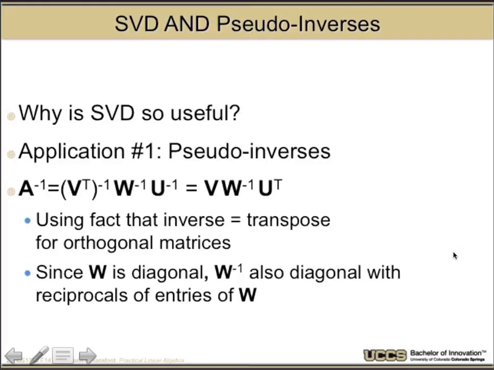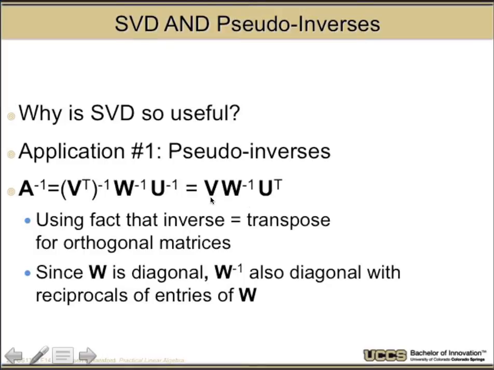So now we want to really look at why it is so useful. The first of these is an application of what we call pseudo-inverses. If we just think about a pure inverse for a second, if I wanted to compute A inverse and I have the SVD decomposition, well, I could simply take V transpose inverse, W inverse, U inverse. But since U and V are orthogonal, their transpose and their inverse are the same thing.